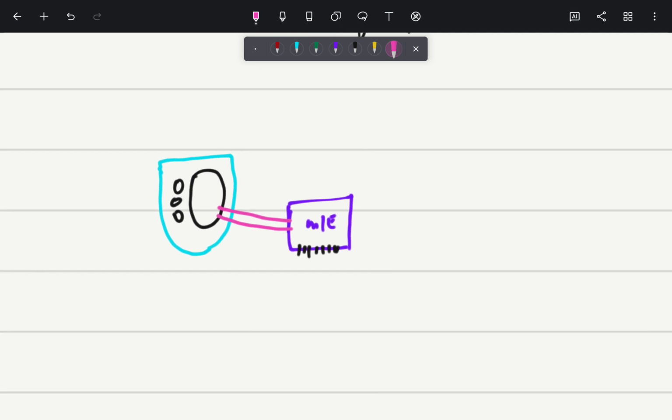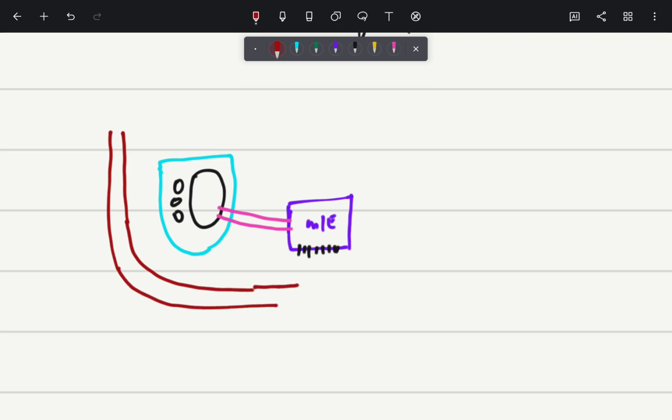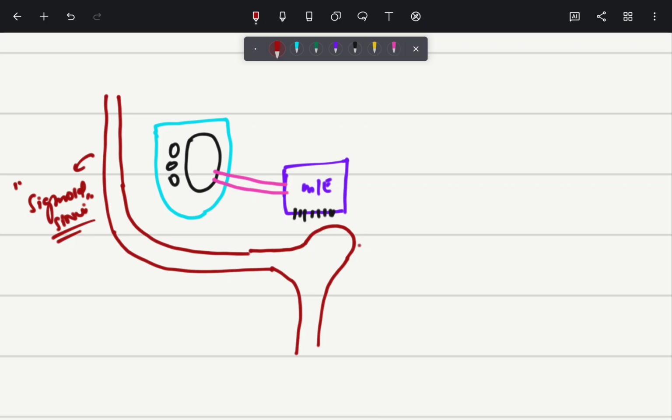Now we have to see what the structures are that are passing below the middle ear. So we have the sigmoid sinus, which is a dural venous sinus. Okay, this is the sigmoid sinus, and the sigmoid sinus will eventually give the jugular bulb, which will eventually end as your internal jugular vein. Now what is the sigmoid sinus? The sigmoid sinus is a type of venous sinus. Please watch my video regarding dural venous sinuses in order to understand this. So this sigmoid sinus will eventually form a bulb.